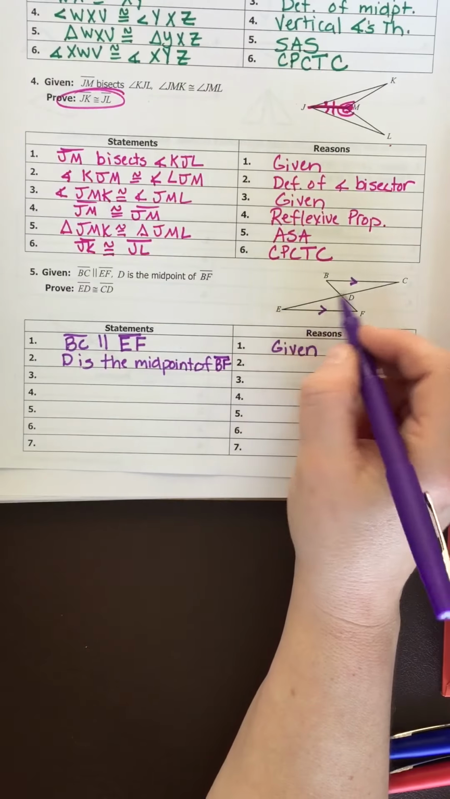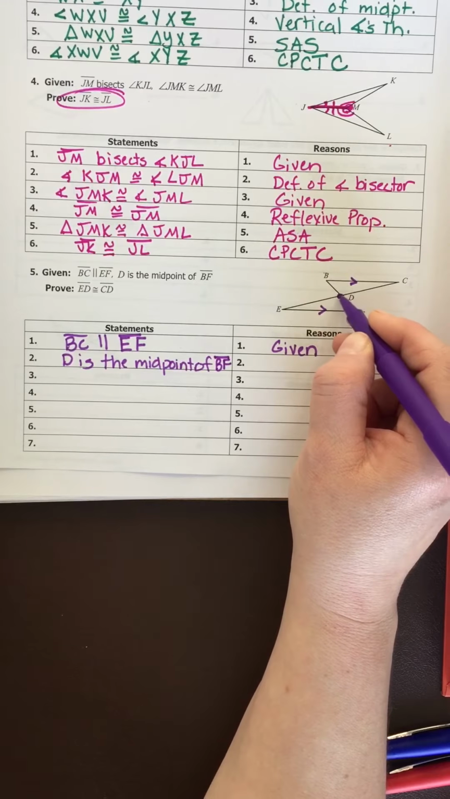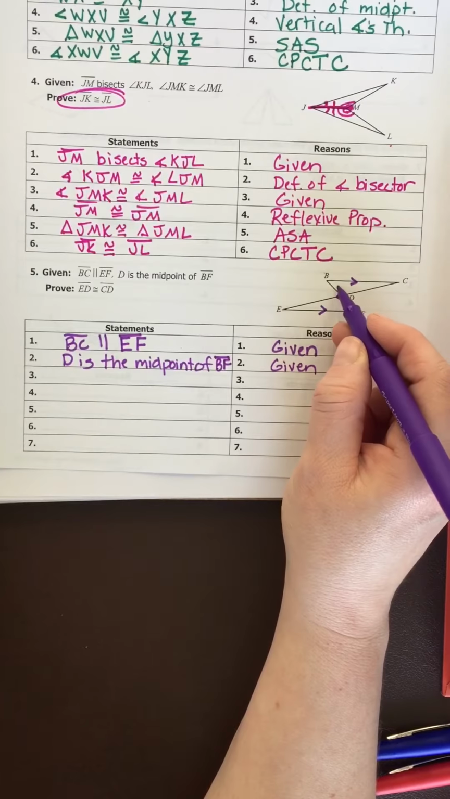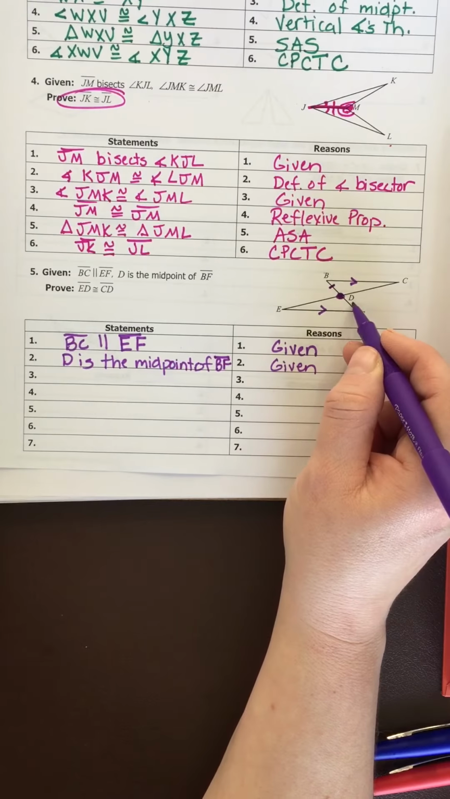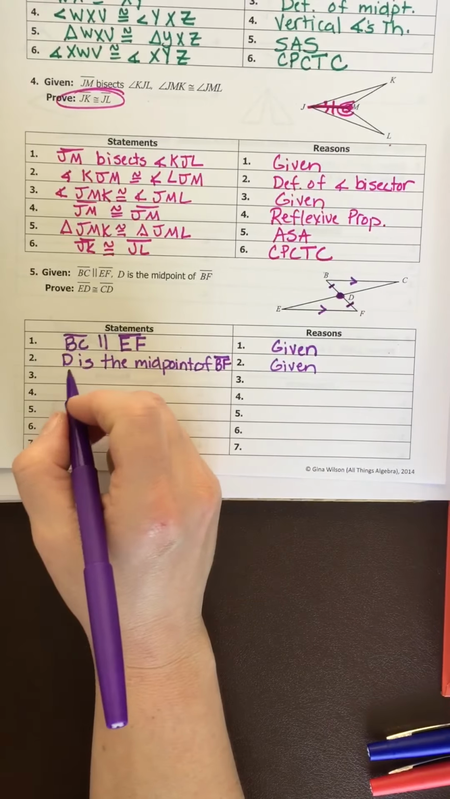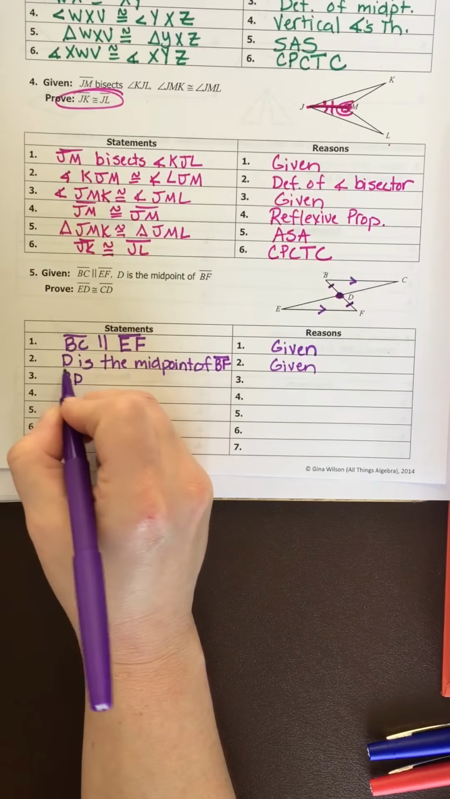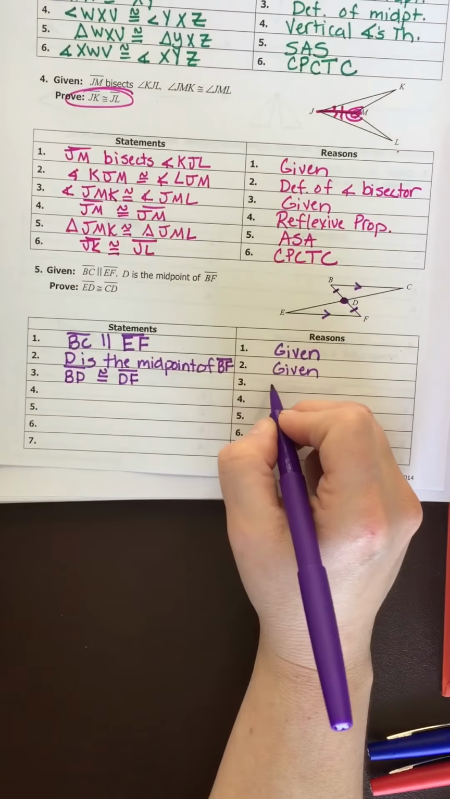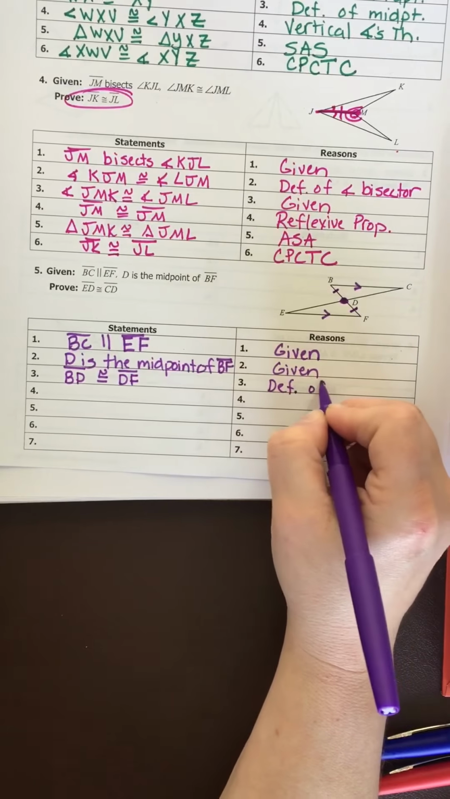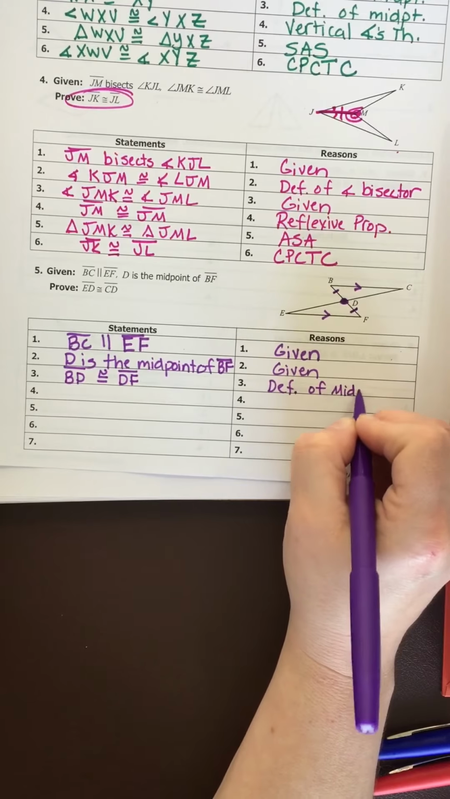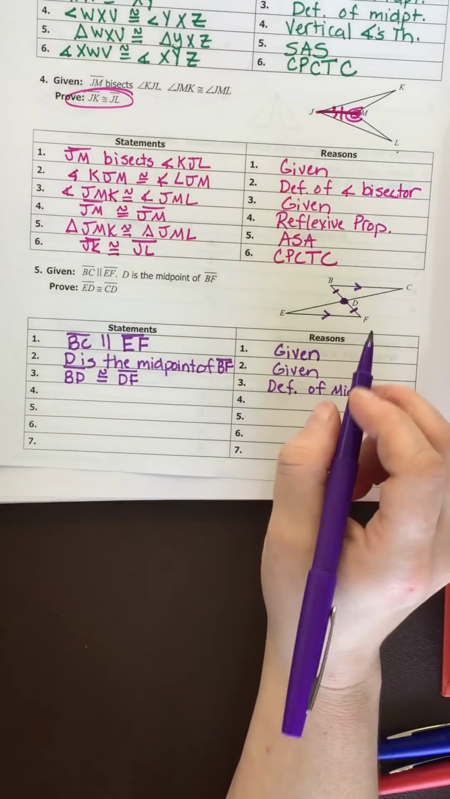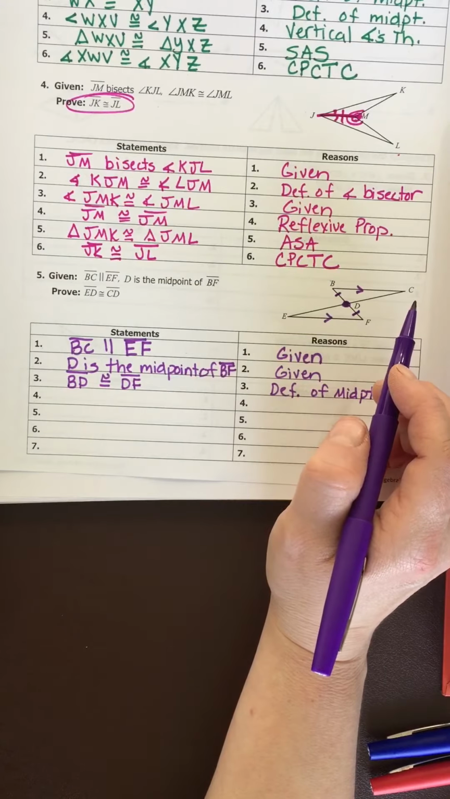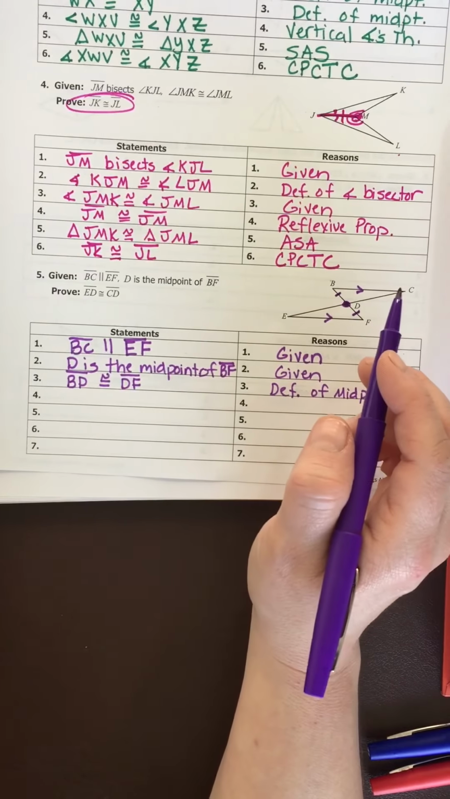All right, so here is BF. D is in the middle. So if D is in the middle, what do we know? I know that this little piece right here has to be the same as this little piece right here. So I can say that BD is congruent to DF, and that is by the definition of a midpoint. All right, so we have some sides. We don't have anything else going on right now. So let's look at what all we have.